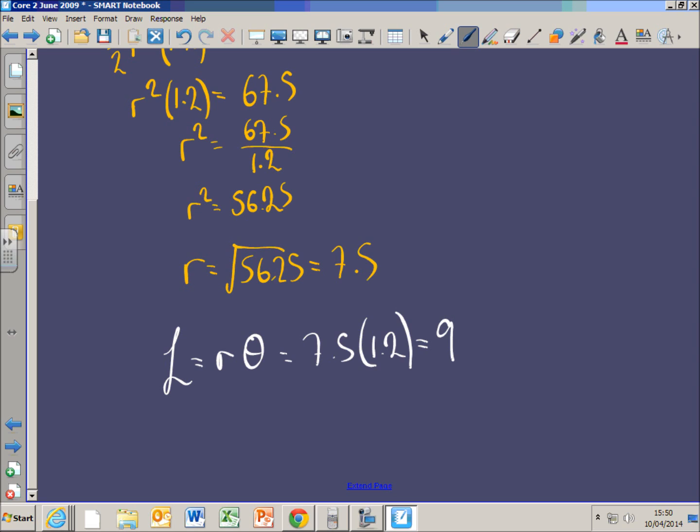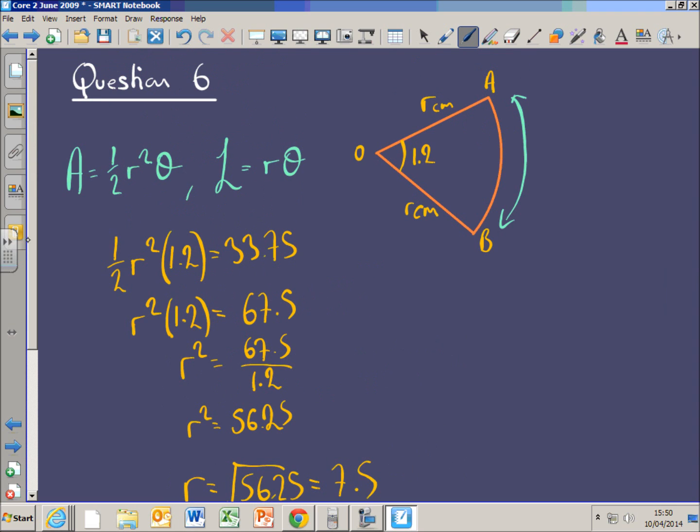Okay, so now I've got the arc length and I've got the two radii. So I'll come up here: this length is 9, this length is 7.5, this length is 7.5 as well. So the total perimeter is just those things added together, isn't it? 7.5, 15, 24. Okay, that's it.